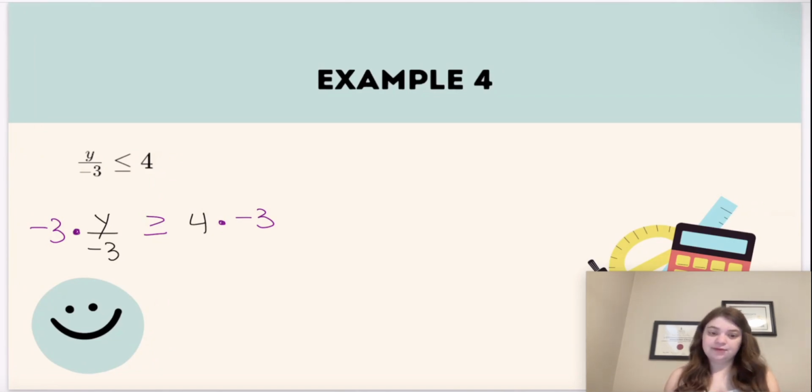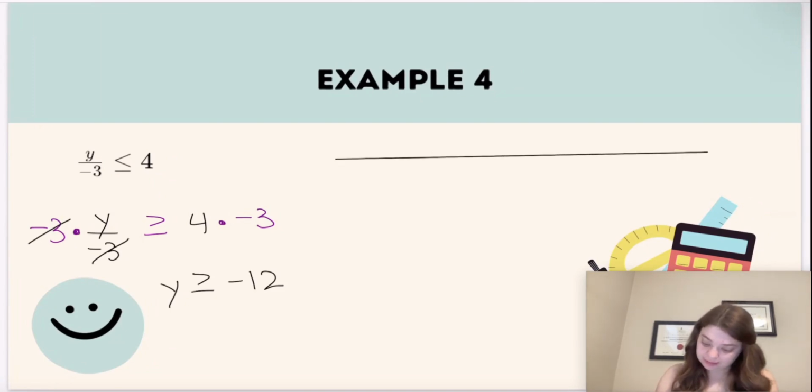Now I will simplify, so the negative 3 here and here cancel, and so we get y is greater than or equal to 4 times negative 3. 4 times negative 3 is negative 12. So therefore, y must be greater than or equal to negative 12.